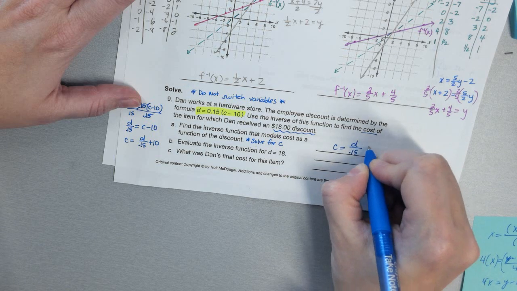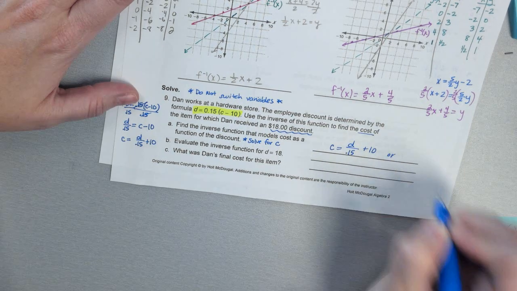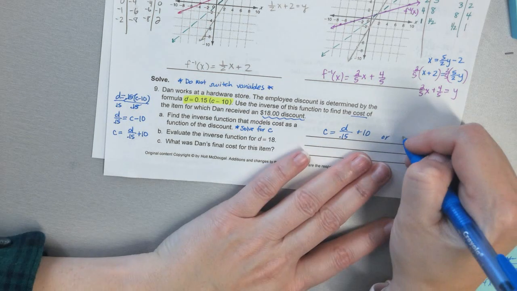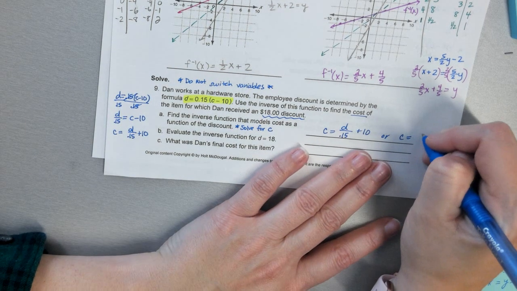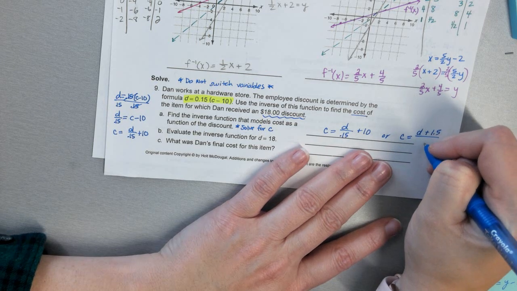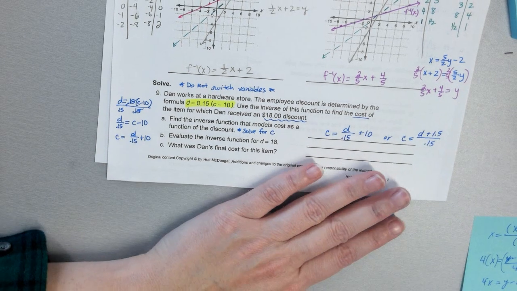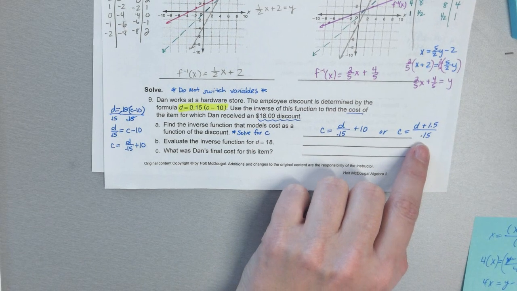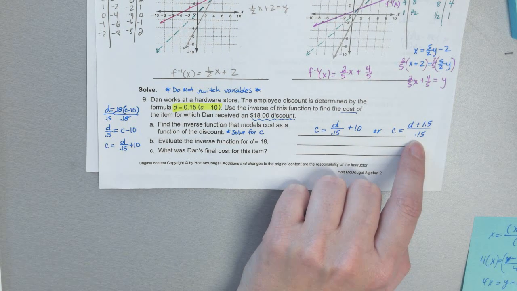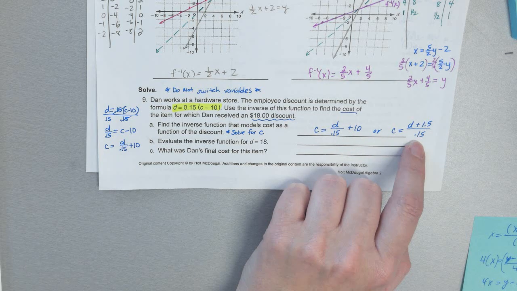0.15 plus 10. Okay, if you did distribute, that is fine. Your answer is going to look a little bit different, but again, it would be correct. You could have C equals D plus 1.5 over 0.15. So if you have that, that's fine. And some of you put this in Y equals MX plus B form. You don't have to with the story problems, but if you did, you could.